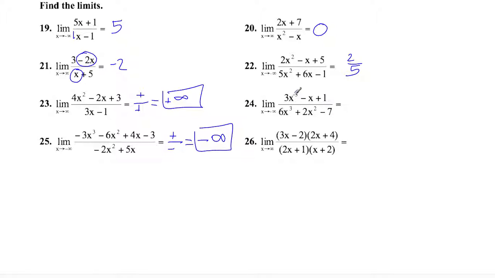Now 24, we can see that we have the same degree. So that means that if I divide 3 by 6, I get 1/2. And number 26, this isn't multiplied out, but if I multiply this, at least the first terms, I can see this is going to be 6x squared, and this is going to be 2x squared. So that means that they have the same degree. So I divide the leading coefficients, 6 divided by 2, to get my limit is equal to 3.